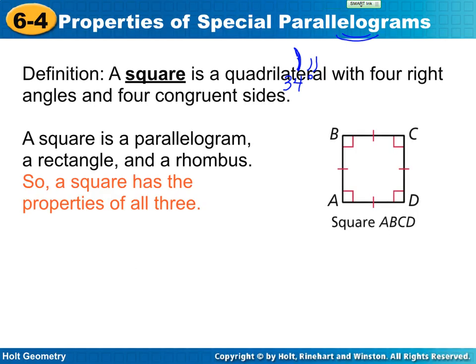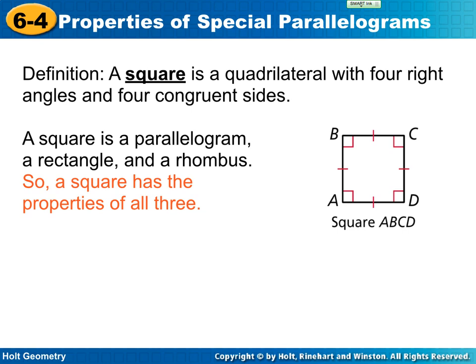All right, then a square is the last shape. 4 sides, 4 right angles, 4 congruent sides. If you look back at your definitions, you'll notice that the square is a combination of a rectangle and a rhombus. It's also a parallelogram because the rectangle and rhombus are parallelograms. The square is going to be a parallelogram.